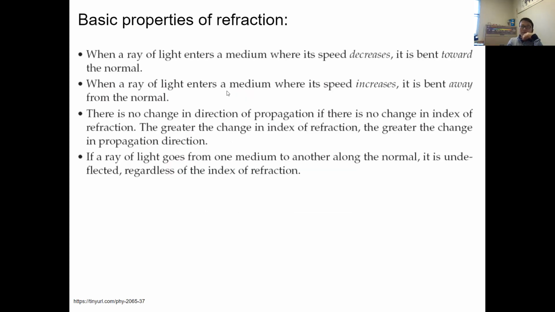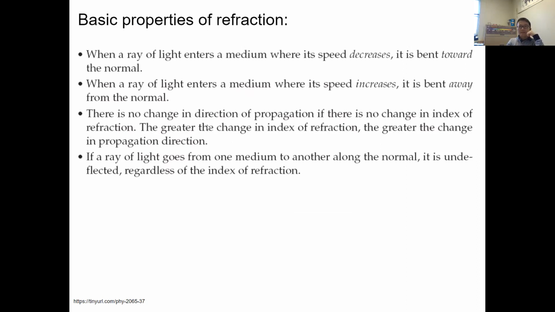The other way around will be true. If the speed increases, then it bends away from the normal line, because the angle should be bigger. If there's no change in the direction of propagation, then there's no change in the index of refraction. If the two are the same, then you don't have that. The greater the change in the index of refraction, the greater the change in the propagation direction, meaning the changing angle will be greater.